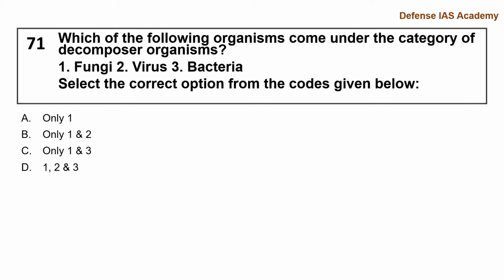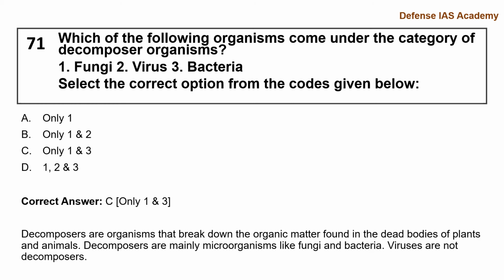Question 71. Which of the following organisms come under the category of decomposer organisms? 1. Fungi, 2. Virus, 3. Bacteria. Select the correct option from the codes given below. The correct answer is option C, only 1 and 3. That is, fungi and bacteria come under the category of decomposer organisms. Decomposers are organisms that break down the organic matter that is found in the dead bodies of plants and animals. So these are mainly microorganisms like fungi and bacteria. Viruses are not decomposers.